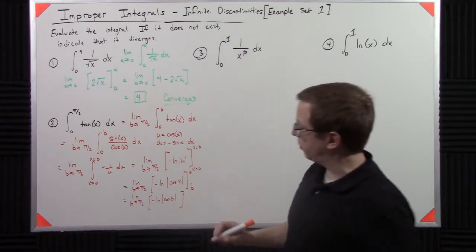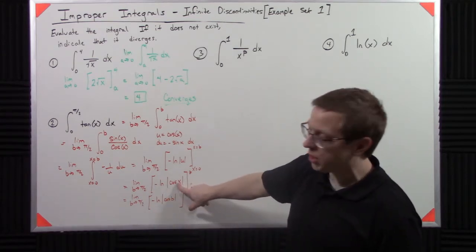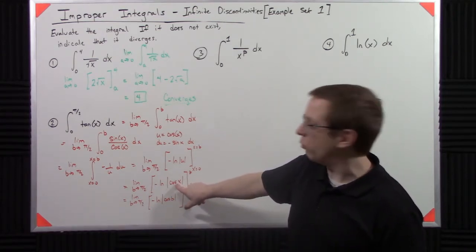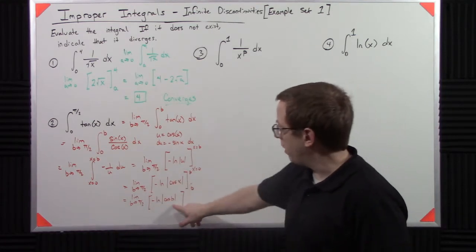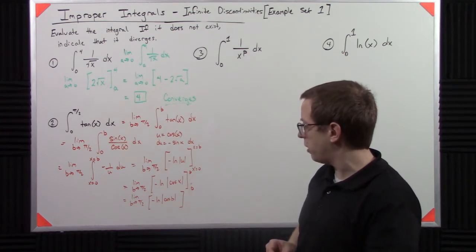And we actually don't have to put the 0 case, right? Because cosine of 0 is 1. Natural log of 1 is 0. So that term vanishes. We don't have to worry about it. We have this, negative natural log of cosine of b.